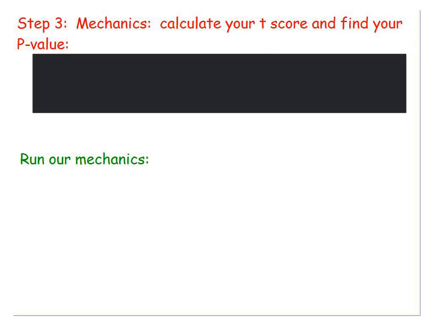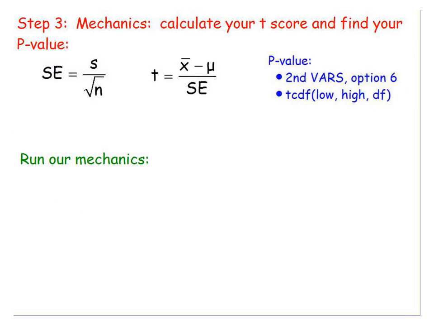The next part of hypothesis testing is your mechanics. So here are our steps for finding our mechanics. First, find your standard error, which we've done before. Then find your t value, similar to a z-score, but it's a t-score. You're going to take the sample mean minus the population mean, divided by the standard error. Now the p-value, we can't use our blue sheet because that's z-scores, and the pink sheet doesn't work backwards like the blue sheet does. So to find your p-value, you don't have any option but to use a graphing calculator.